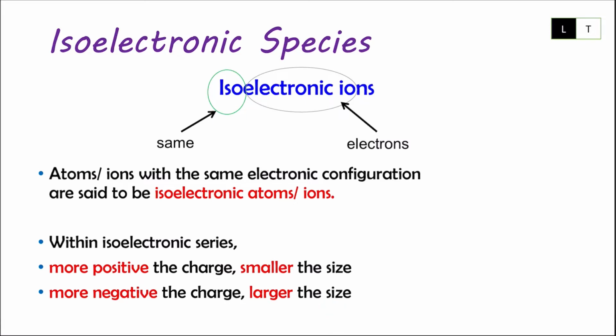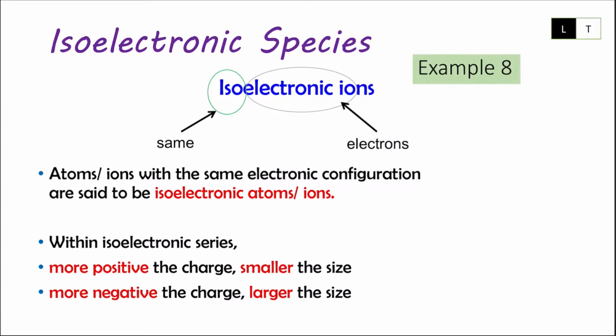I hope you are clear how this relates to the previous video, because we know that a cation has a smaller size compared to its atom, while an anion has a greater or larger size compared to its neutral atom.